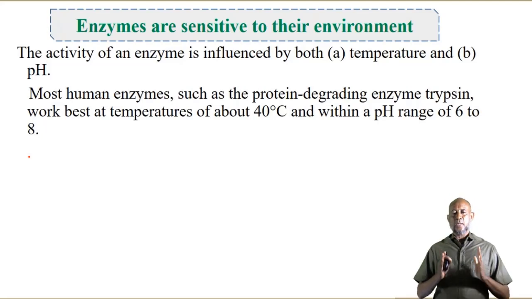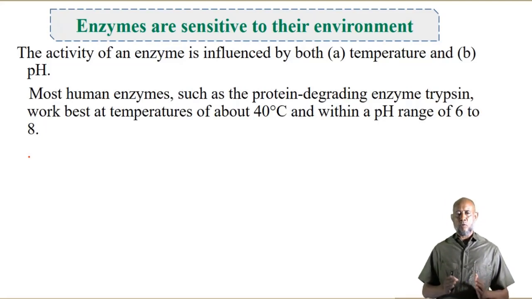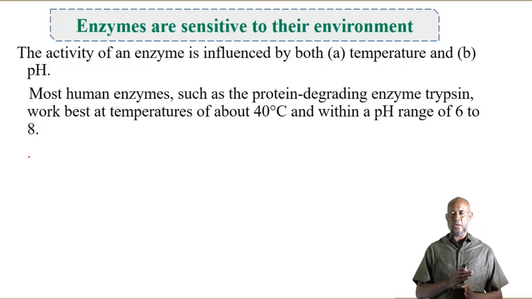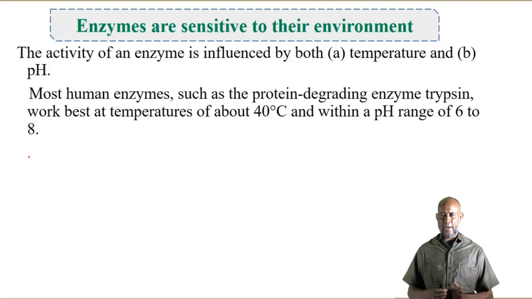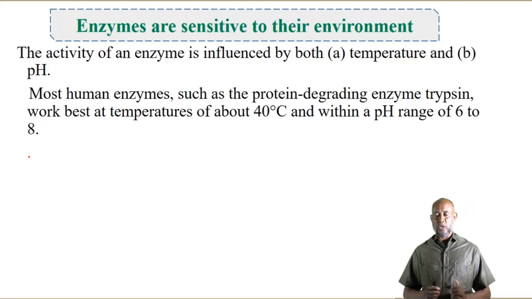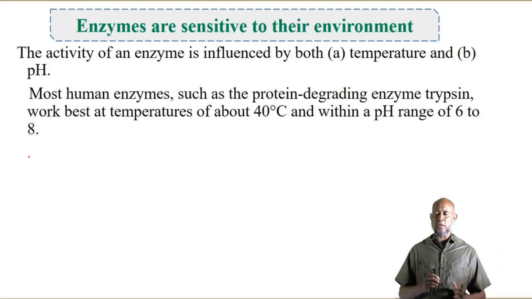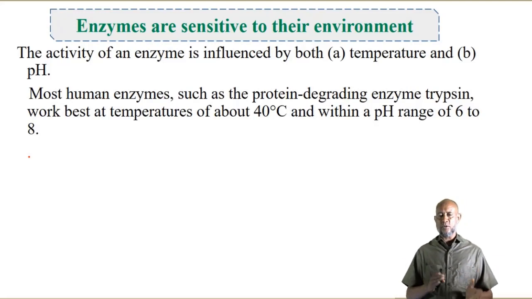Mostly, the optimum temperature for those enzymes found inside the stomach, pepsin and trypsin, is about 37 up to 40 degrees centigrade, and the pH ranges from 6 to 8. This is for trypsin.